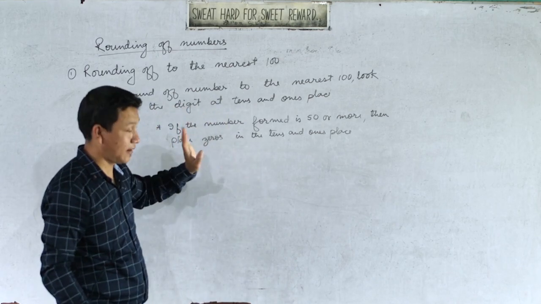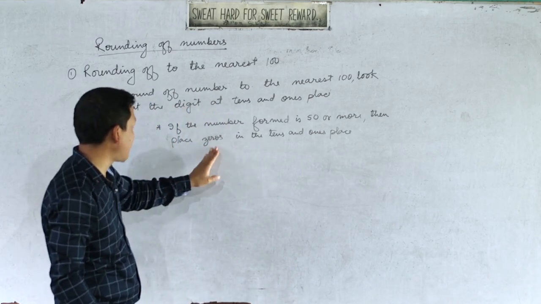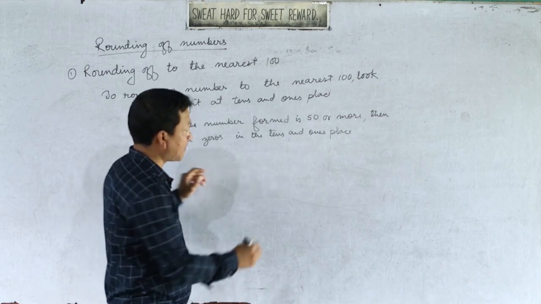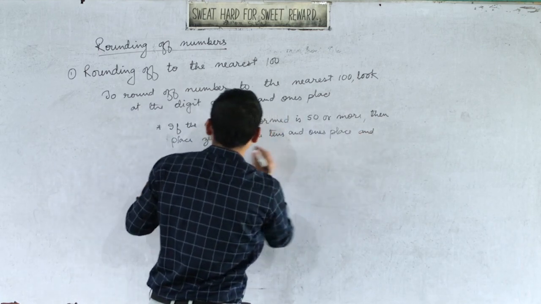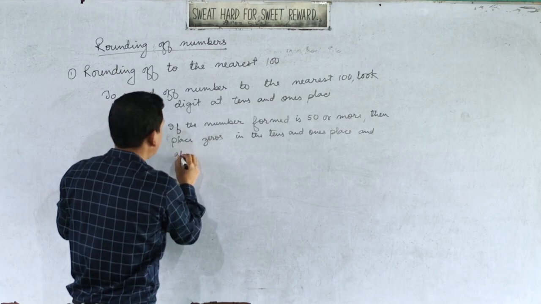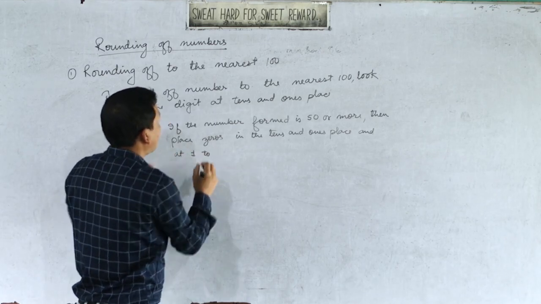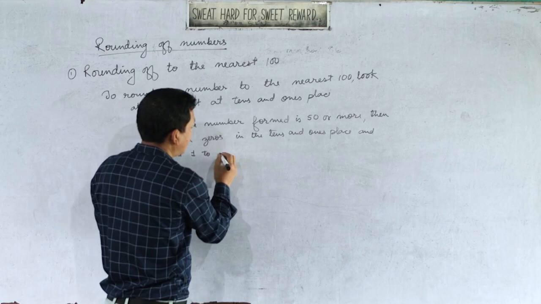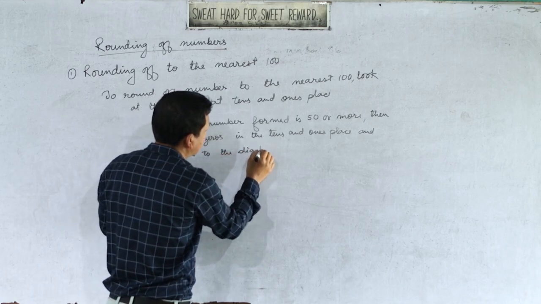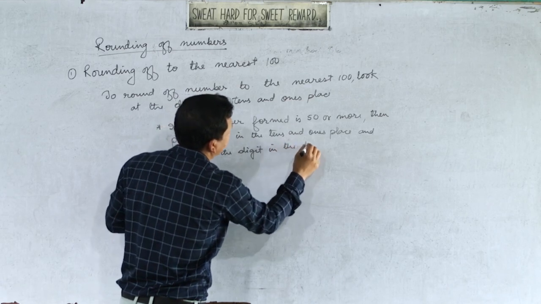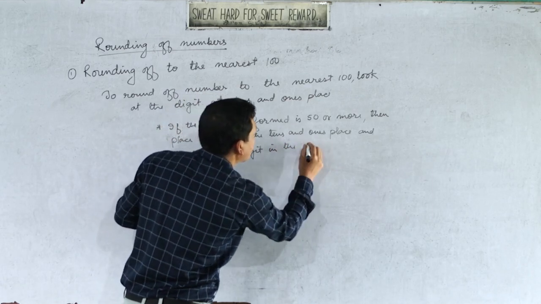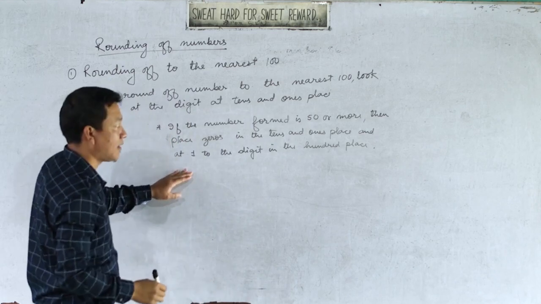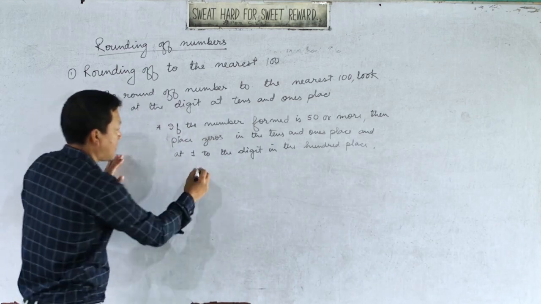Place zeros in the tens and ones place, and add one to the digit in the hundreds place. I will show you an example here.